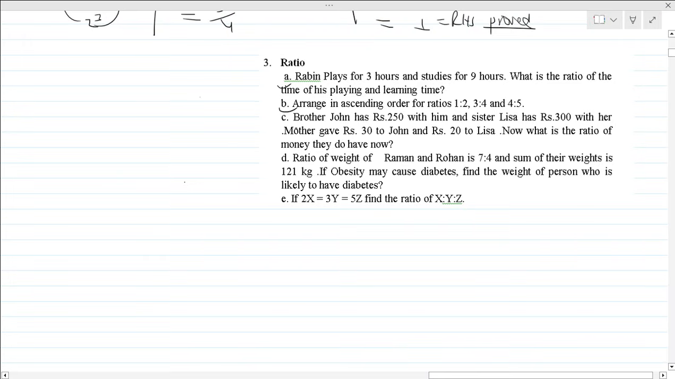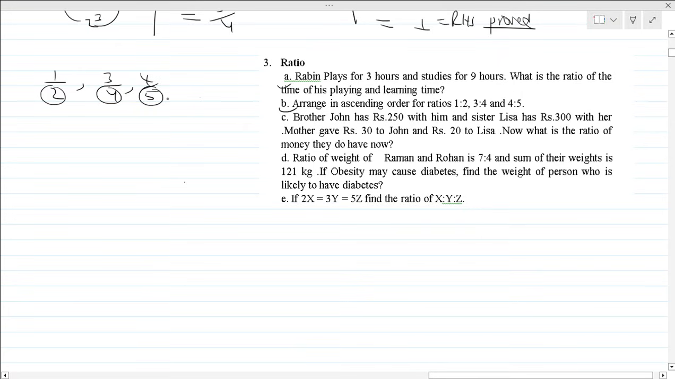So in number B, it says arrange in ascending order the ratios 1:2, 3:4, and 4:5. Of these three ratios, the first ratio we have is 1/2, the second ratio we have here is 3/4, and the third ratio we have is 4/5. Let's see the denominators.